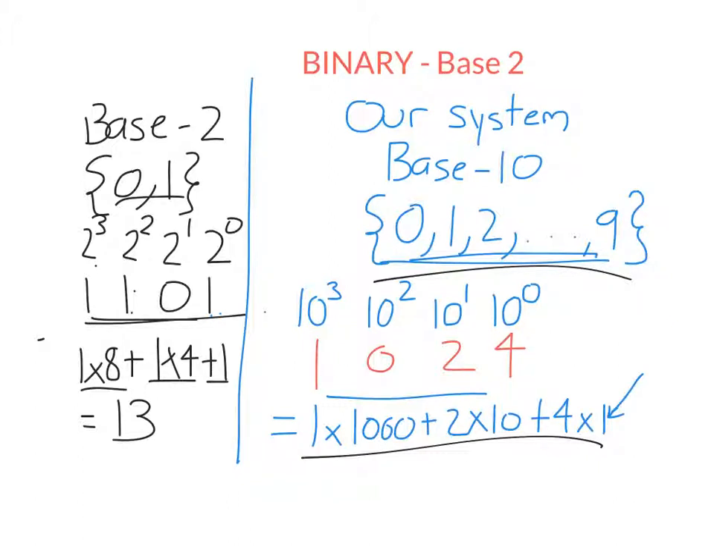So we don't get confused, what we usually do is write a little 10 here, which means 13 in base 10, and we put a little 2 here, which represents that the number is in base 2. And that's how binary works.